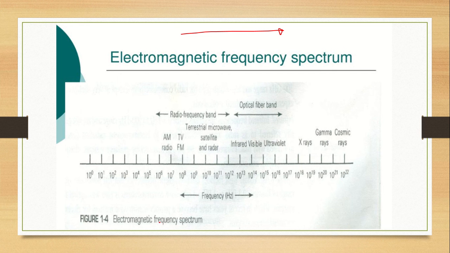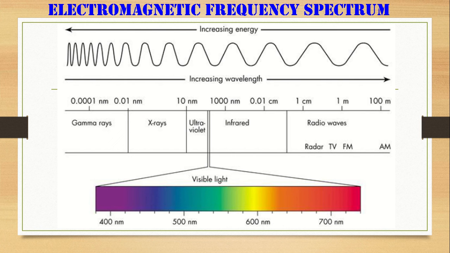Okay, so this is the electromagnetic frequency spectrum. Another way of looking at this electromagnetic frequency spectrum is something like this. Now this is the opposite direction from the earlier chart, so we move from right to left. We start with the lowest frequency, and then the highest frequency is to the left.